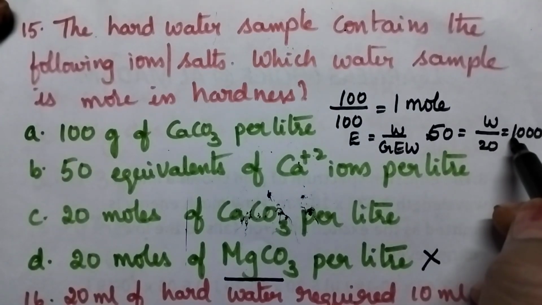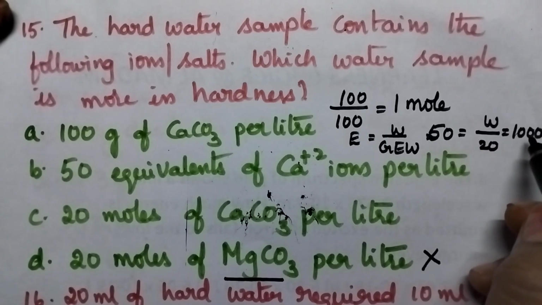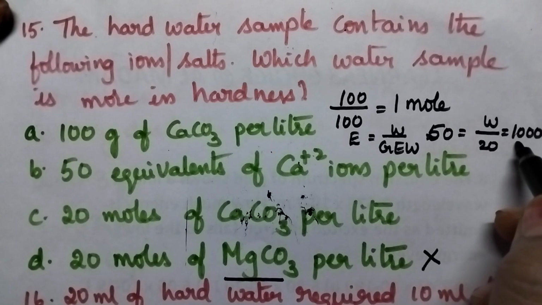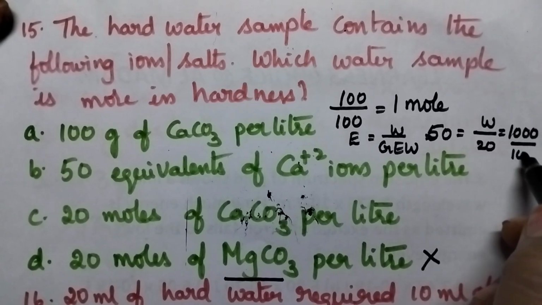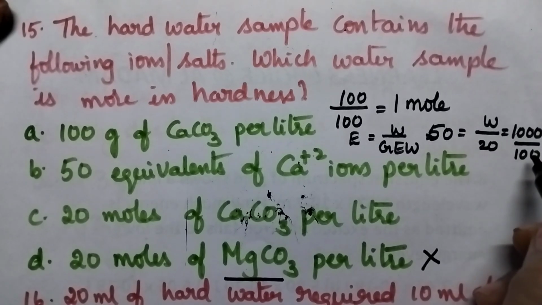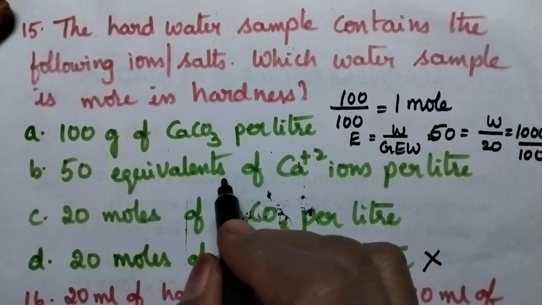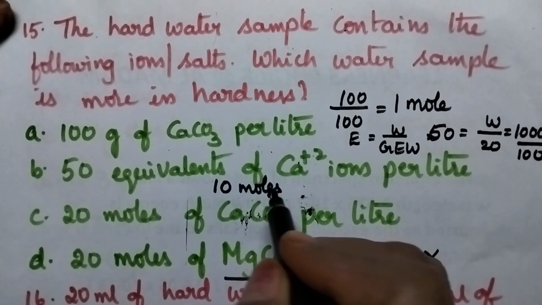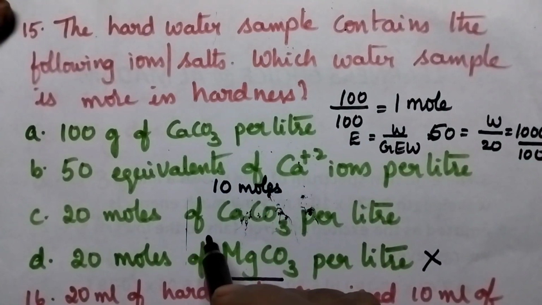1000. And we have to convert it into number of moles. So calcium carbonate we have to divide with 100. So we have to convert it into calcium carbonate equivalents. So weight by calcium carbonate molecular weight. So that means on the whole it contains 10 moles of calcium carbonate per 1 liter of the solution.